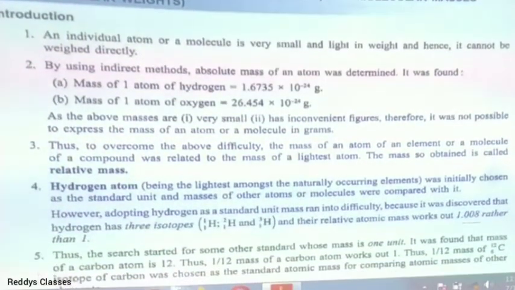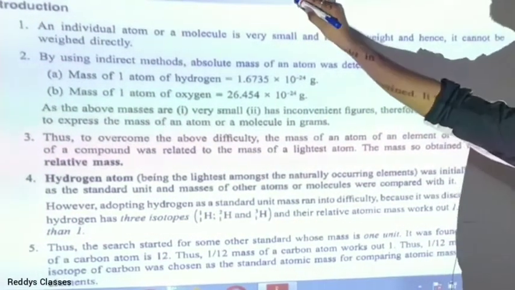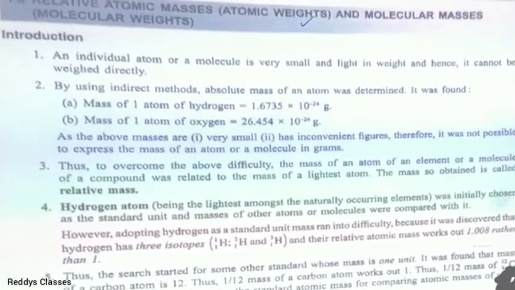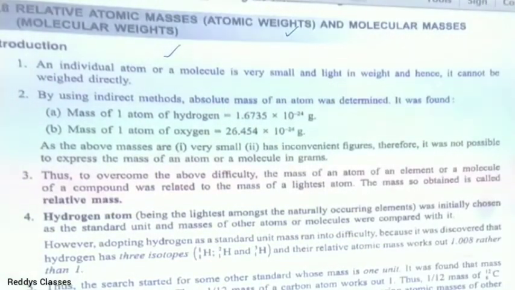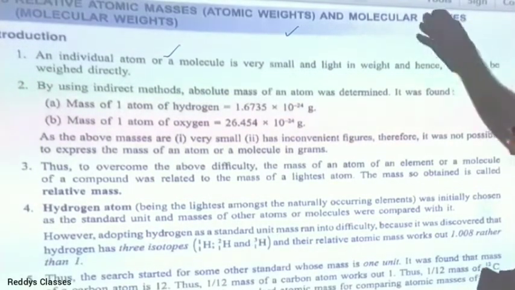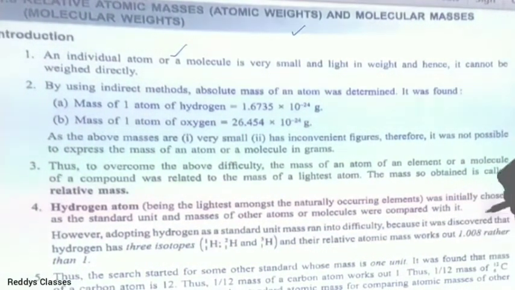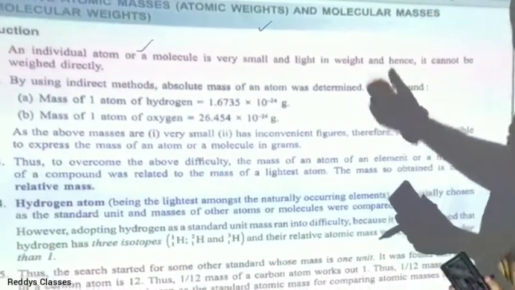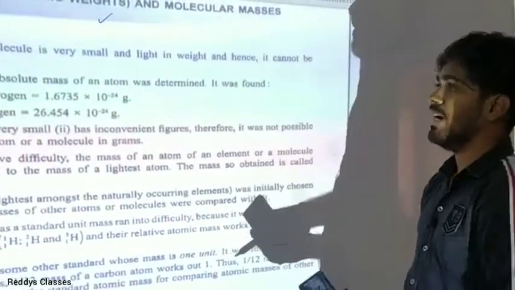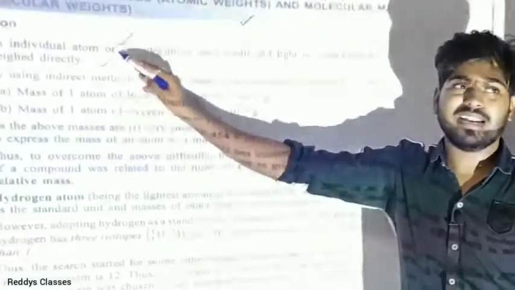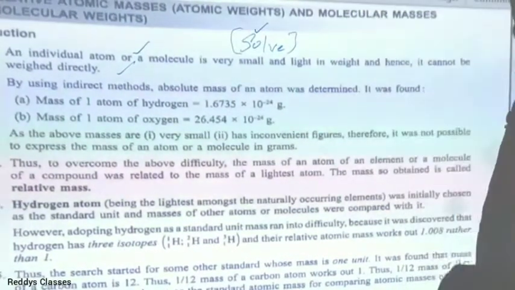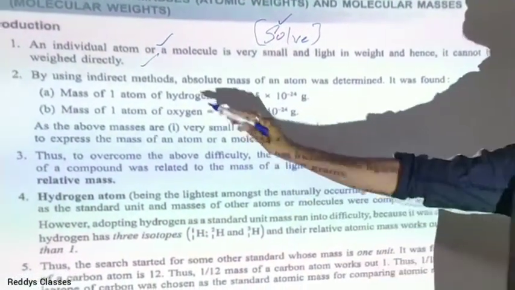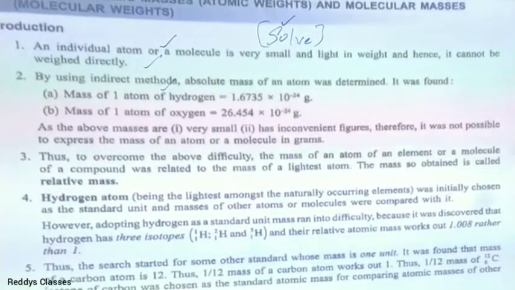We have relative atomic masses, that means the weight of the atom or the atomic weight, and the molecular masses, means their molecular weight. So let us start with the introduction. An individual atom or a molecule is very small and light in weight. First of all, बहुत छोटा और वजन में भी, weight में भी कम, and hence it cannot be weighed directly. We have to find their weight by using an indirect method, and the absolute mass of an atom was determined.